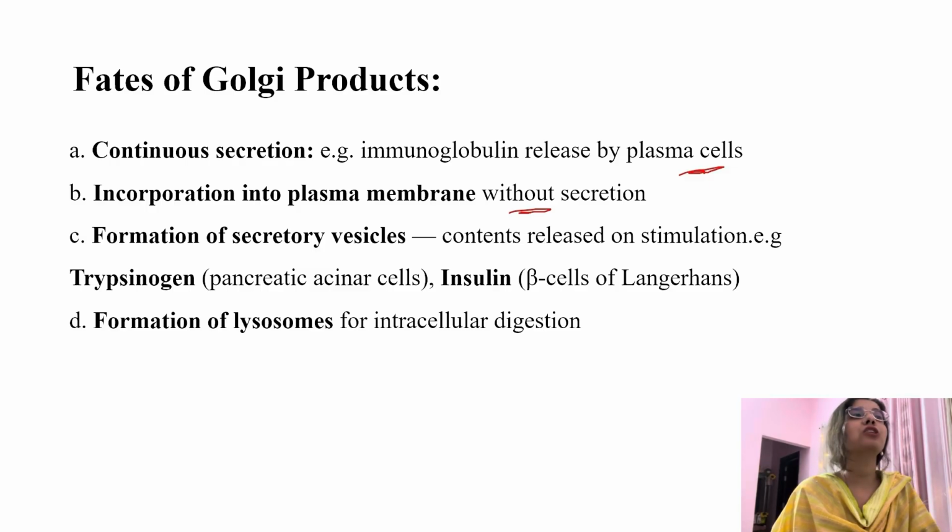The third fate is formation of secretory vesicles. These are the vesicles which contain the proteins inside them. For example, trypsinogen and insulin, right? The contents of these vesicles are released on stimulation. Trypsinogen is responsible for digestion of proteins, and insulin helps in glucose absorption, right? The next fate of the Golgi product can be formation of lysosomes for intracellular digestion.